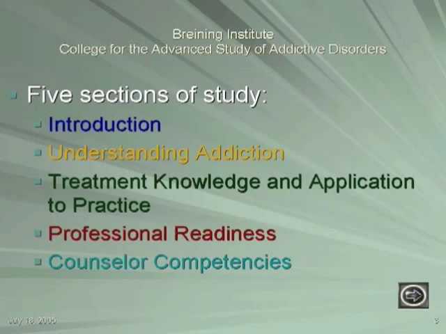The next section, Professional Readiness, talks about what you as a professional should be, which areas you should be competent in as a counselor. And then the final section, Counselor Competencies, will cover the 12 core functions and the TAP 21 counselor competencies that are required to pass the exam and be a counselor in California.